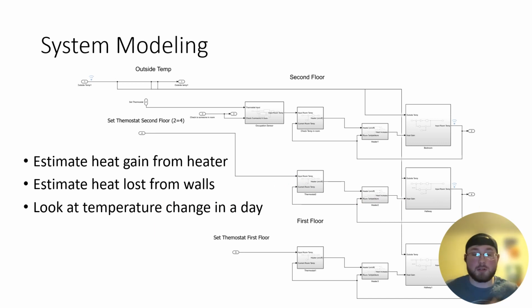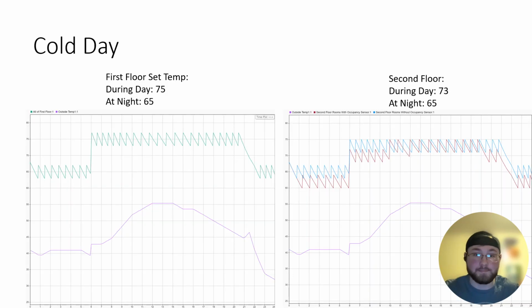In order to calculate this whole system, the heat gain from the heater and heat loss from the walls had to be estimated, as there was no way to get an accurate measurement in my house. And then the temperature on any given day needed to be calculated, which was done through just looking at the weather app and writing down the temperatures throughout the day.